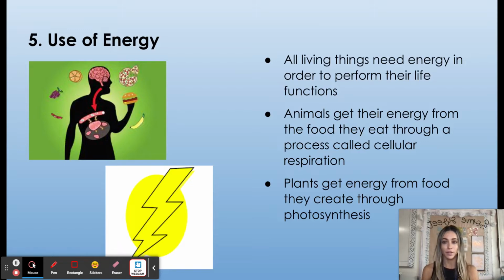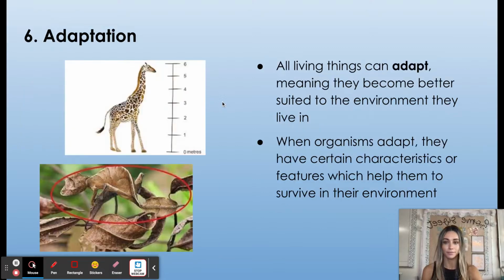The fifth characteristic of life is use of energy. So all living things, regardless of how big or small, require energy in order to perform their life functions. In animals, like people or horses, we get our energy from the food that we eat through a process that we'll learn about later called cellular respiration. Plants, on the other hand, also need energy, but they don't eat. They create their own food to get energy through a process called photosynthesis. But all living things need and use energy in order to stay alive.